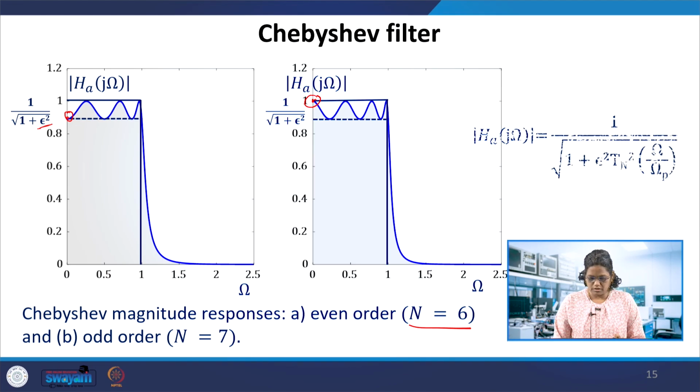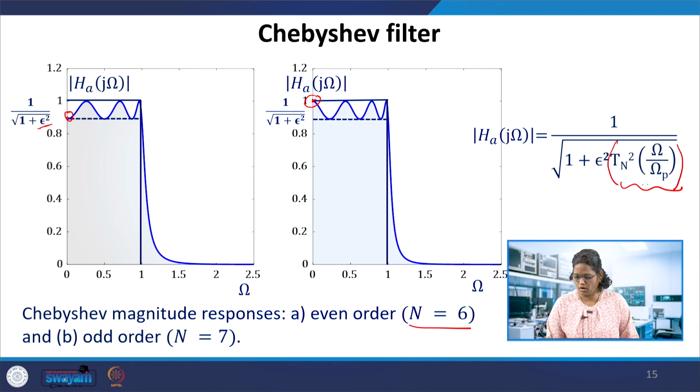So with this, what is the equation obeyed by this? H of j omega, or h of j omega, we use both notations. H of j omega equal to 1 by root of epsilon square Tn square omega by omega p. Tn is a function, a Chebyshev polynomial, of omega by omega p, and n represents the order here.